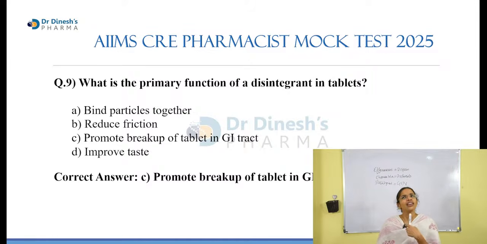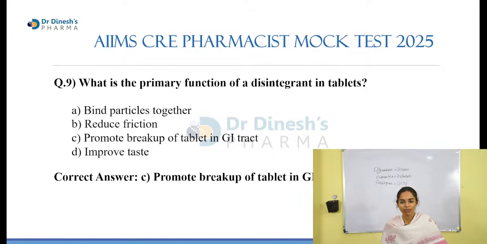So, why does it not break up in the external environment? Why does it break up the tablet only in the GI tract or only in such type of medium? It can also break up in the external environment, right? But all the disintegrants are mostly highly hydrophilic substances. The action of disintegration occurs only when it comes into contact with an aqueous medium.